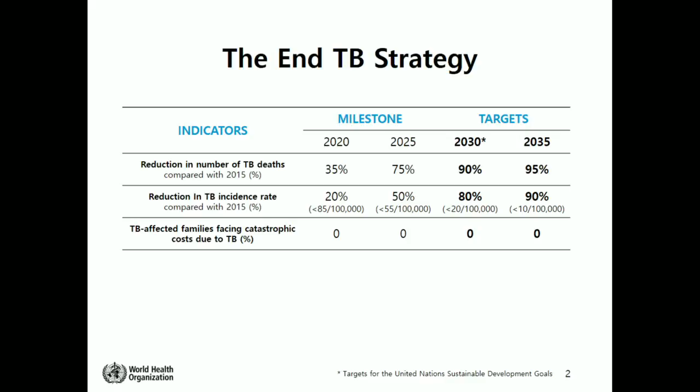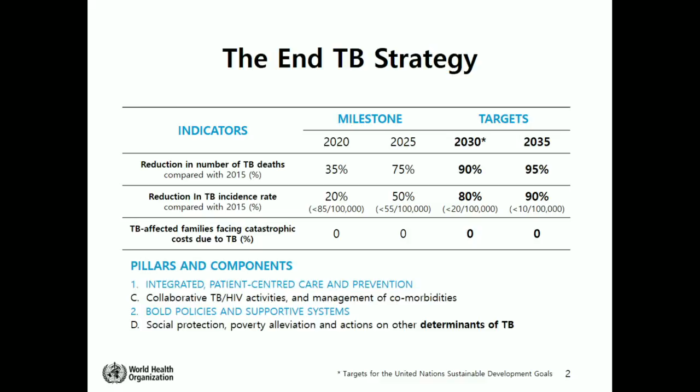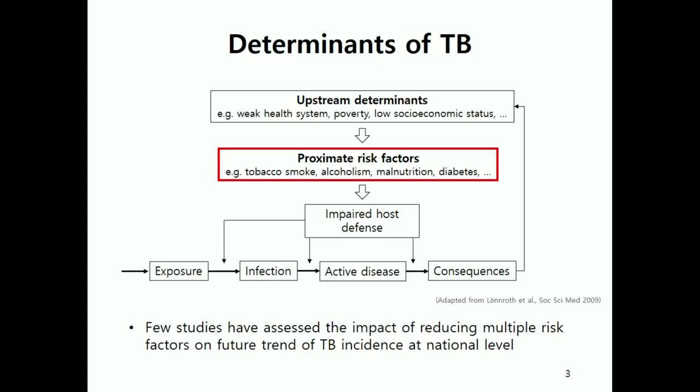However, it will be hard to achieve the 90% reduction target with the current pace of decline in TB incidence. So to accelerate the decline, in addition to enhancing case finding and access to treatment, the NTB strategy also emphasizes the importance of addressing determinants of TB and comorbidities. TB determinants can be classified as upstream determinants and proximate risk factors. Exposure to proximate risk factors would impair host defense and increase the risk of active disease. Some risk factors are related to human lifestyle and individual behavior, such as smoking, alcohol, and diabetes. So it is necessary to know how these risk factors influence TB burden.